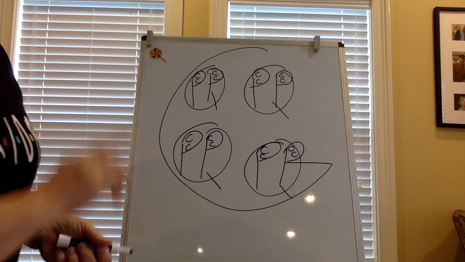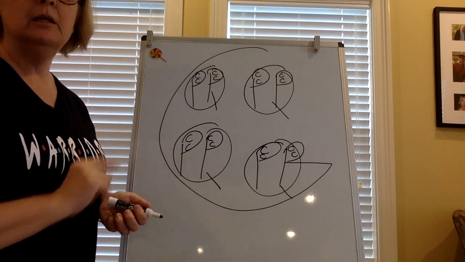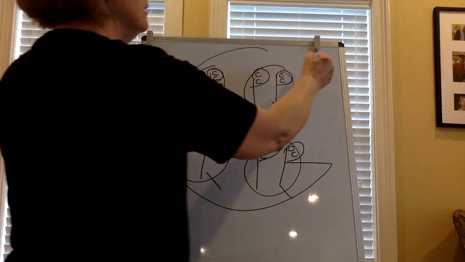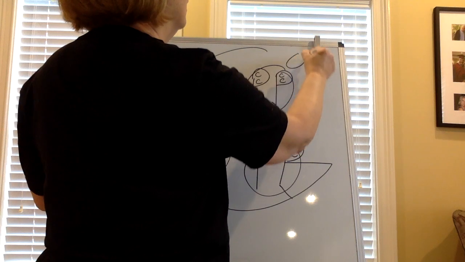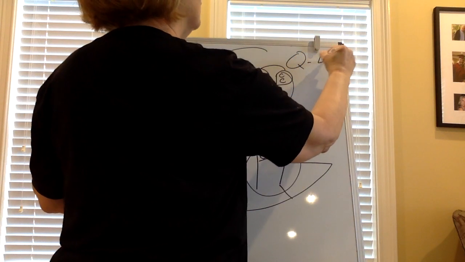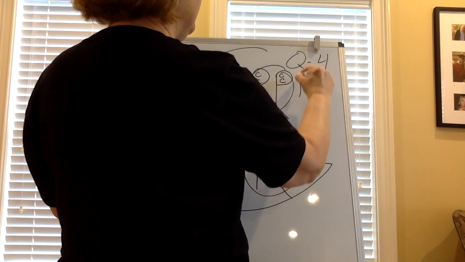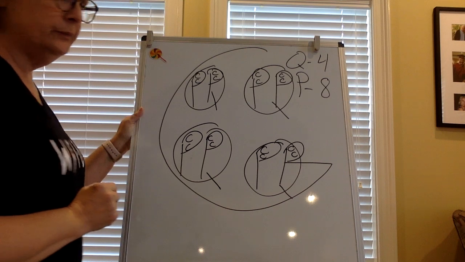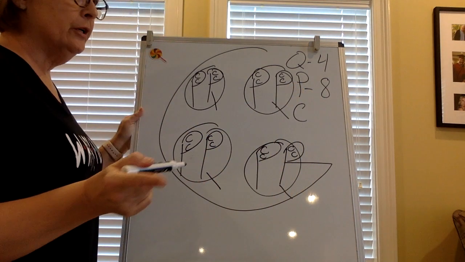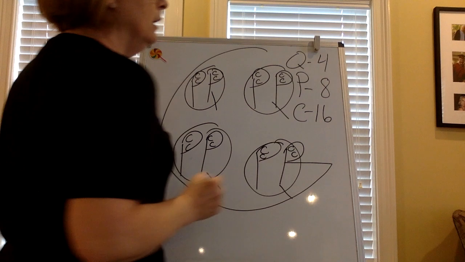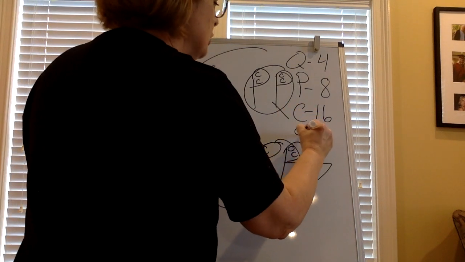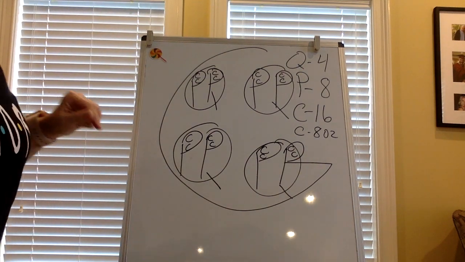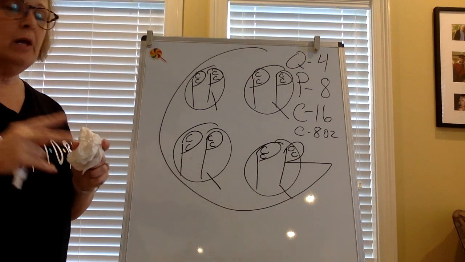So, I still use this visual today when I'm trying to figure something out. So, let's see. The queens are for quarts. So, there are 4 quarts in a gallon. The P stands for pints, and there are 8 pints in a gallon. And C stands for cup, and there are 16 cups in a gallon, and each cup is 8 ounces. Okay, so that's kind of how I keep up with gallons, quarts, all that kind of stuff.